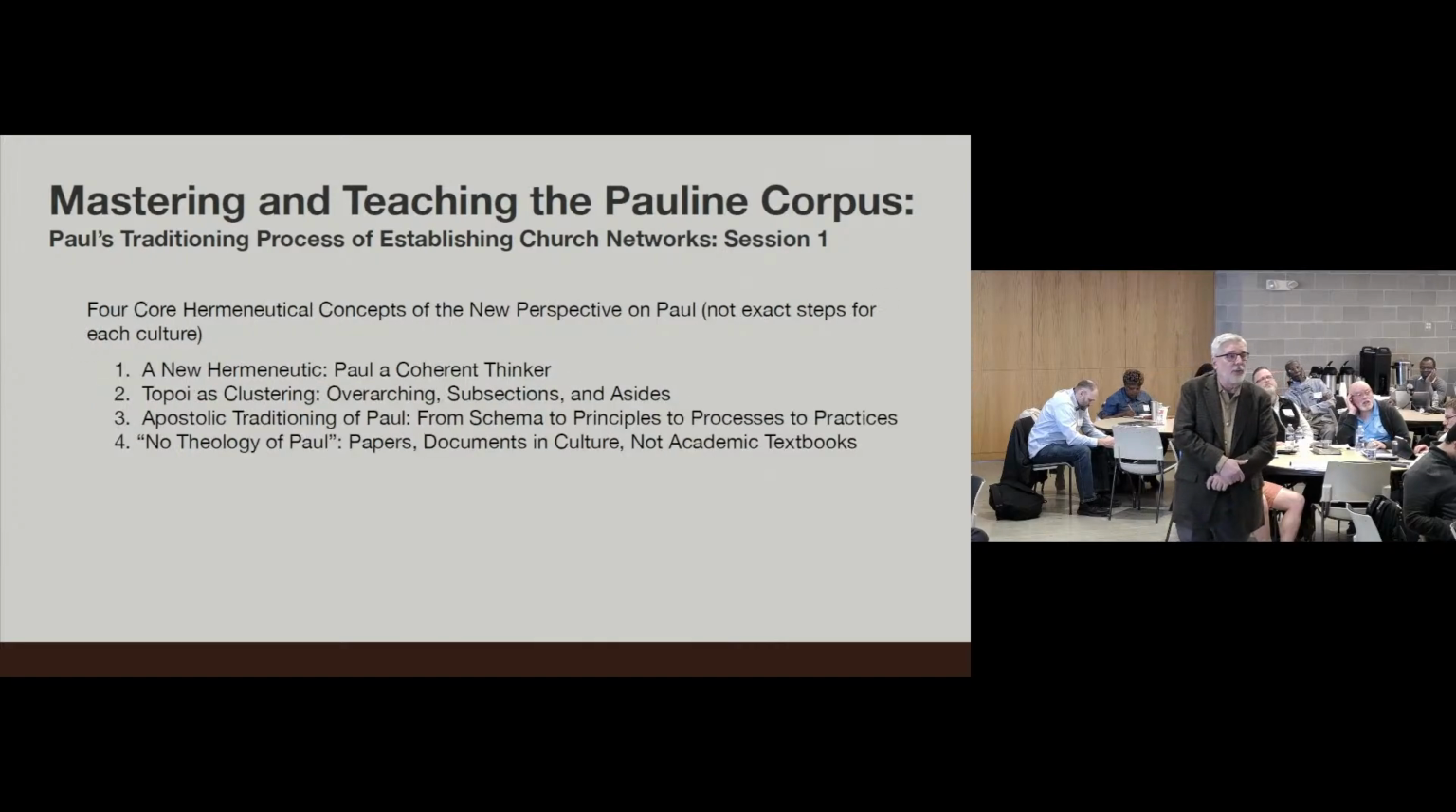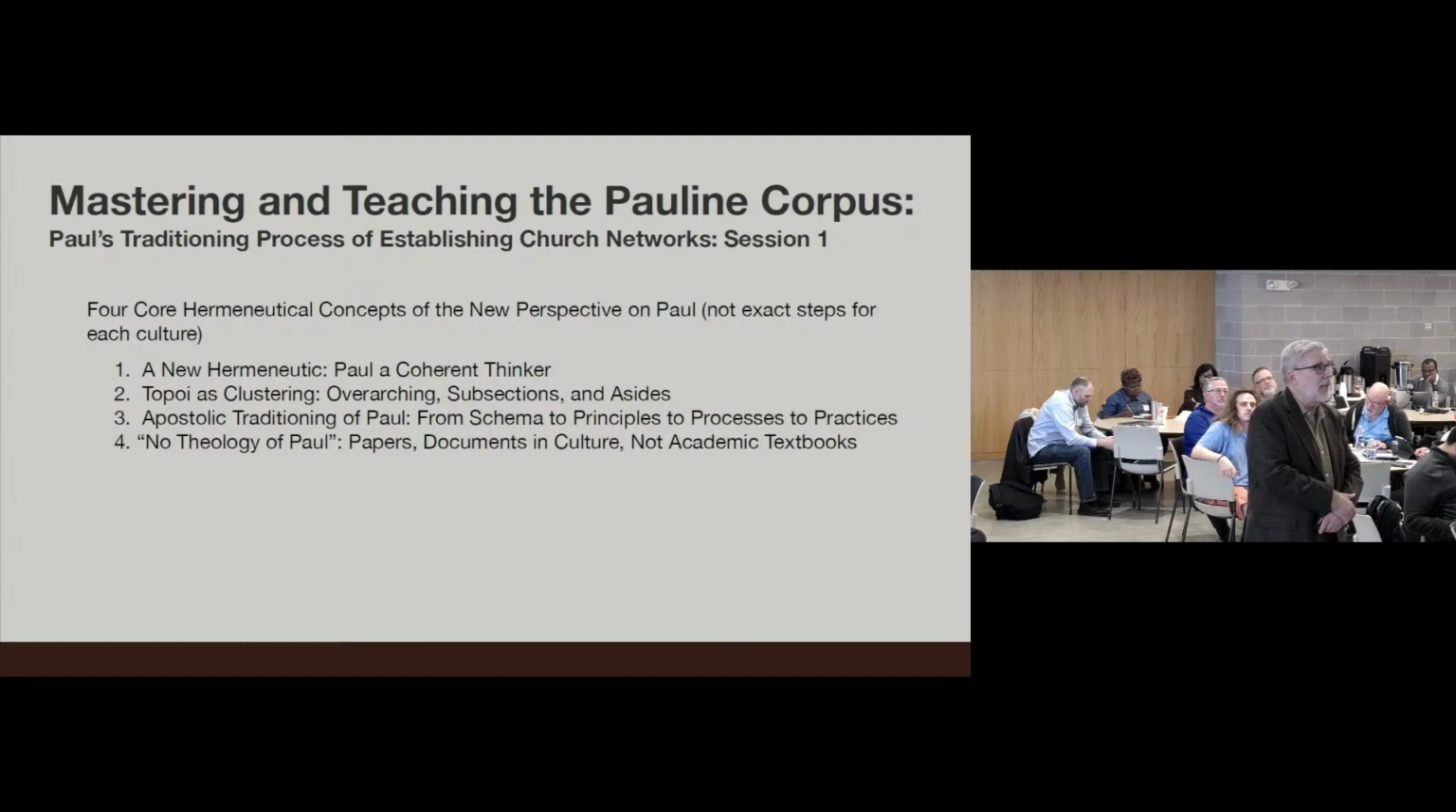Now, there's 4 concepts. I skipped all the story and everything. I would give you these 4 concepts as quickly as possible. Then we're going to talk about the canonical order of things with just a couple slides in the second session, so we've got a lot of time for discussion and maybe some exercises in your booklet. 4 core hermeneutical concepts on the new perspective on Paul. Now, there's a lot of debate on the new perspective on Paul.